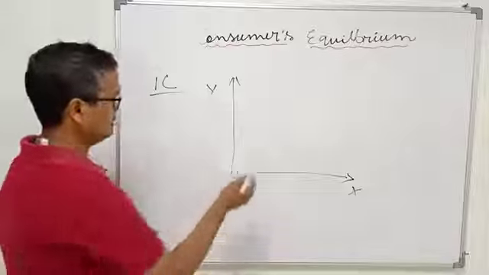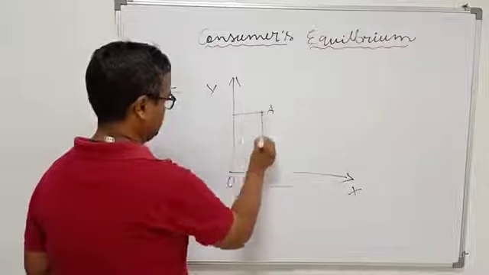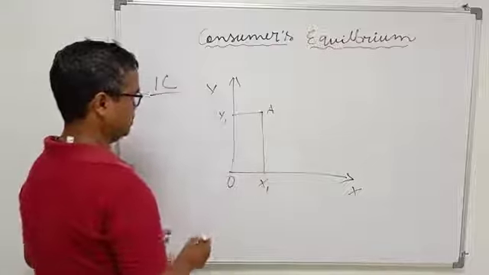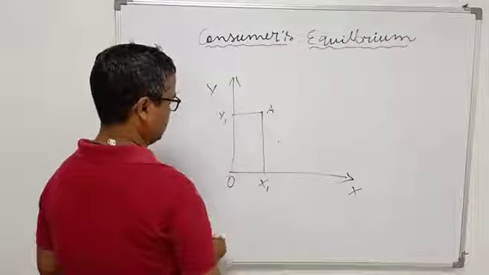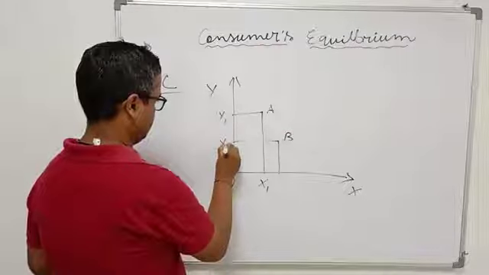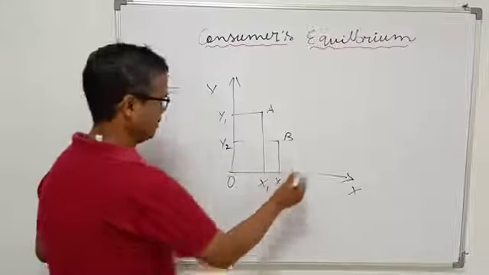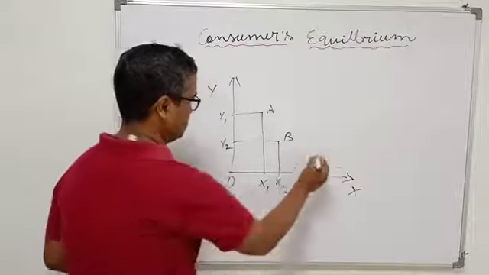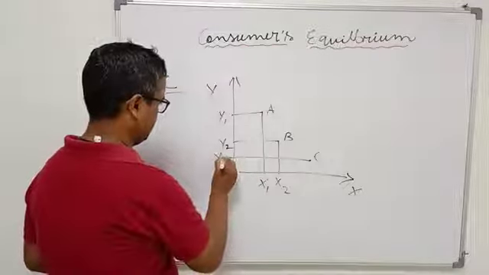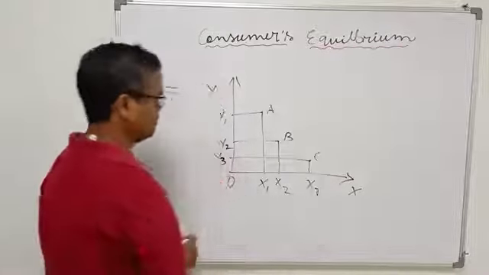Say this is a combination A. That means the consumer is consuming OY1 of Y good and OX1 of X good. Let us consider another combination, named B, where the consumer is consuming OY2 of Y good and OX2 of X good. Let us consider another combination, named C, where the consumer is consuming OY3 of Y good and OX3 of X good.